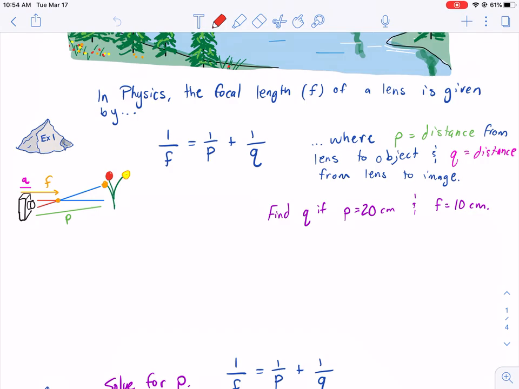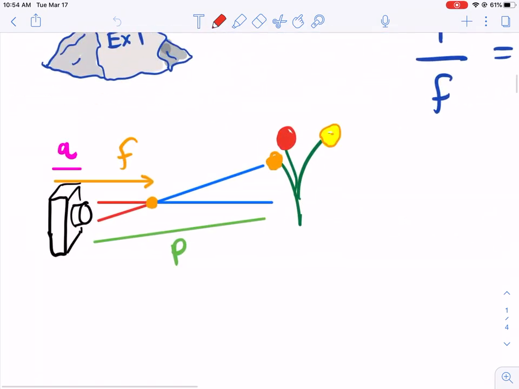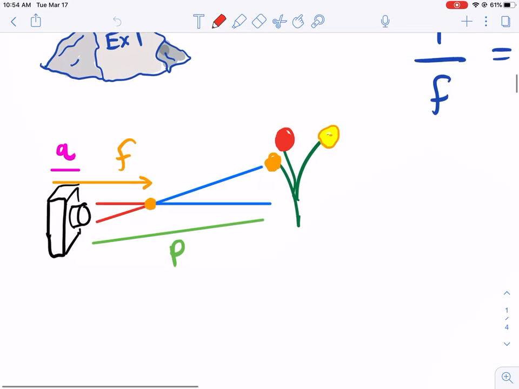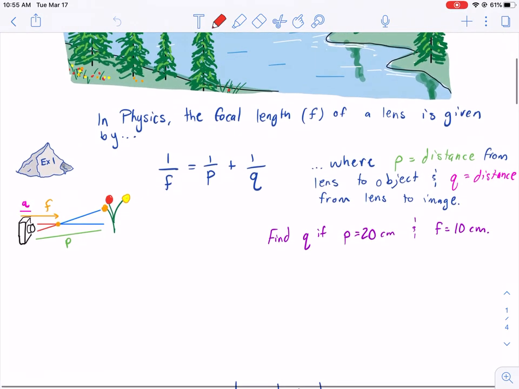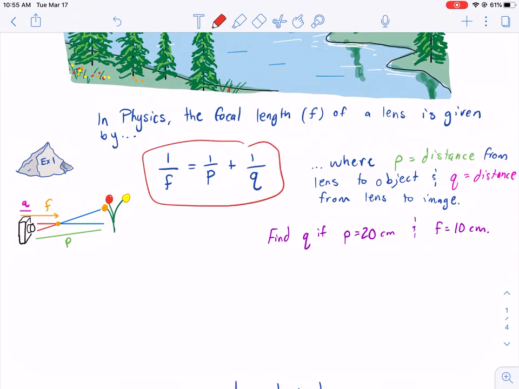In physics, the focal length f of a lens is given by 1 over f equals 1 over p plus 1 over q, where p equals the distance from the lens to the object and q is the distance from the lens to the image. We have a diagram here that shows the image, which is the screen, the distance to the lens, and the focal length, which is from the screen to the focal point of the lens and the camera and how it operates. And p is the distance to the object from the lens. So we have a big equation here putting all this information together.